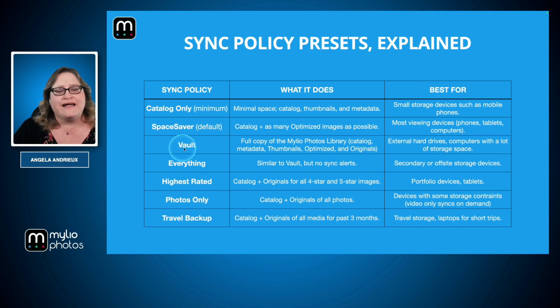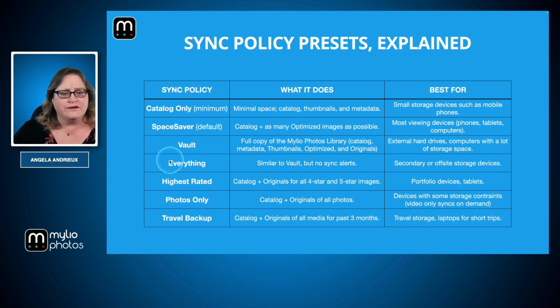Then we go on to things like a vault. A vault is going to be any device that you designate to hold everything. So this is going to be a full copy of that catalog, the metadata, the thumbnails, all of the optimized, and all of your originals. So this is best for external storage, like an external hard drive, if you have a NAS or a RAID, and even if you have a computer that has a very, very large hard drive and a ton of storage space, you can designate a computer as a vault. Typically, we don't recommend that, but you certainly can if your computer has the available storage. So vaults are going to hold everything.